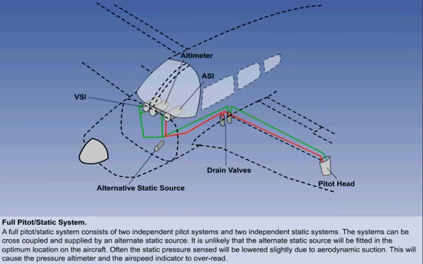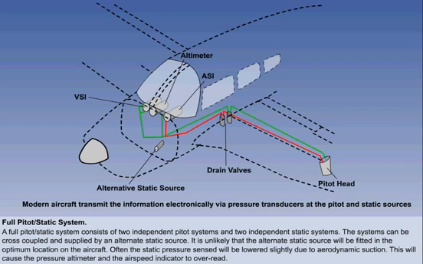In older or basic aircraft, air pipelines are used to transmit the pitot static pressures to the instruments. A simple pipeline is illustrated here. Modern aircraft transmit the information electronically via pressure transducers at the pitot and static sources. The effect of blockages and leaks in the pitot static systems on each of the pressure instruments is dealt with in the individual instrument lessons. This concludes the lesson. A summary follows.